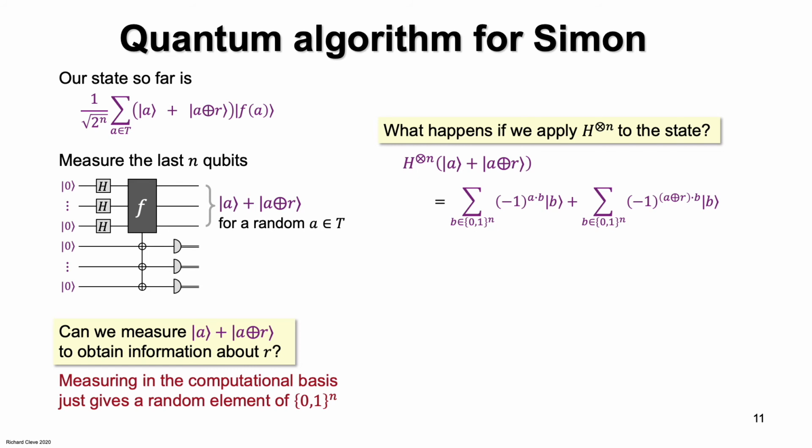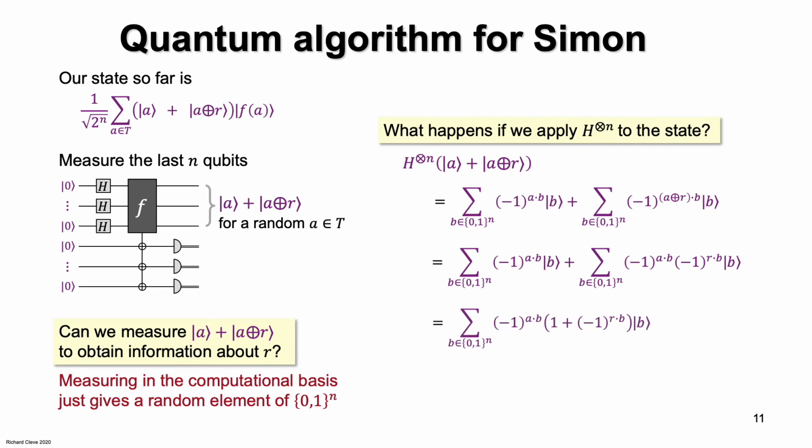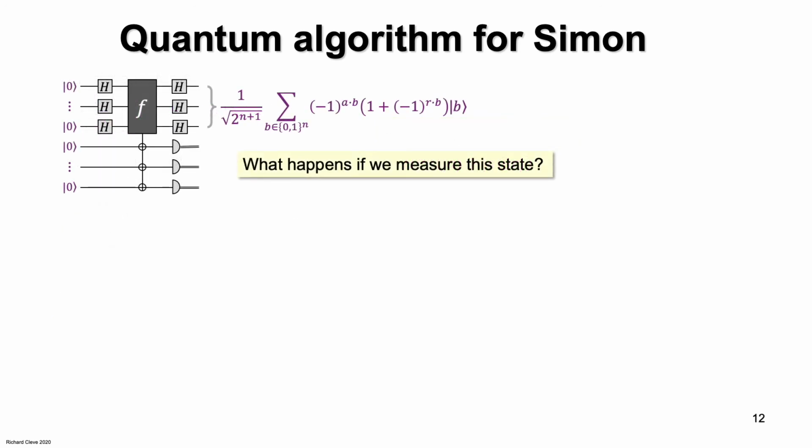We can rewrite the phase -1 to the a XOR r dot b as the product of -1 to the a dot b and -1 to the r dot b. This permits us to factor out the -1 to the a dot b, which appeared in both terms. Now, let's think about what happens if we measure this state in the computational basis. Here's the state again with the normalization added.